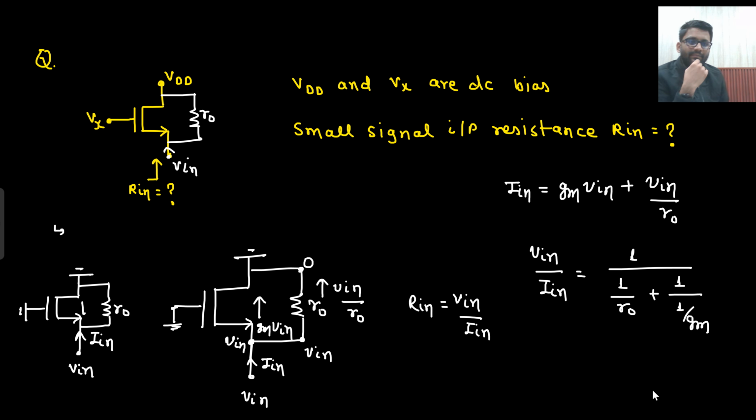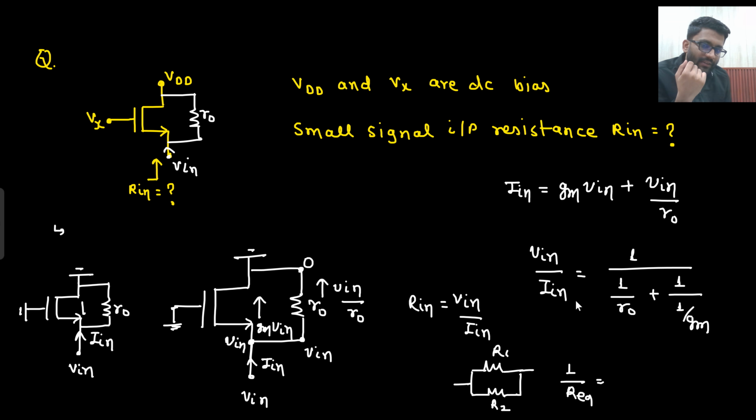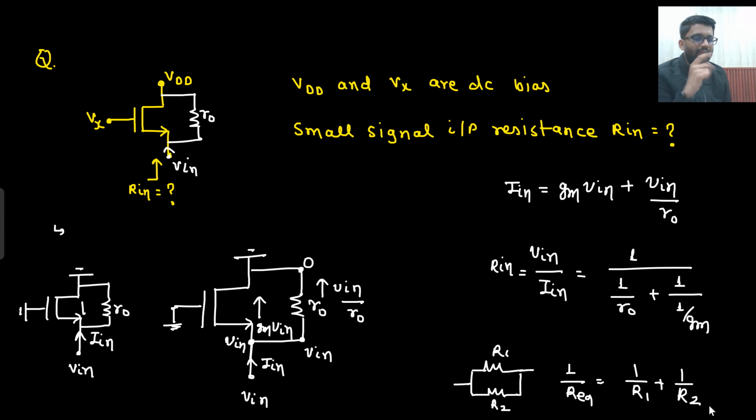Can I write it down? Say yes or no. If two resistors R1, R2 are connected in parallel and I write down their equivalent, what can I write? 1 by R equivalent is equal to 1 by R1 plus 1 by R2. Say yes or no. So R equivalent is equal to R1 parallel R2, or you can say 1 by R equivalent is equal to 1 by R1 plus 1 by R2.